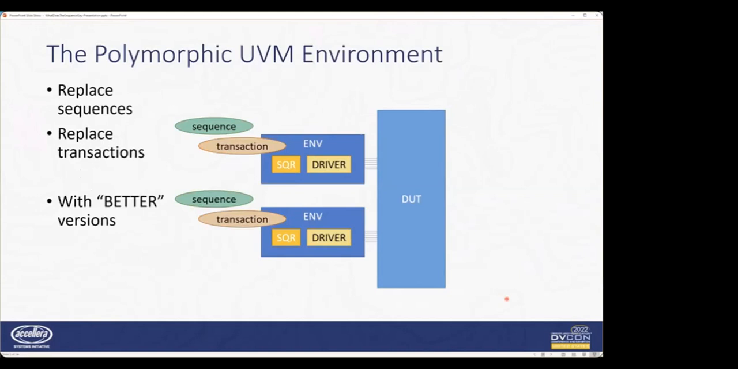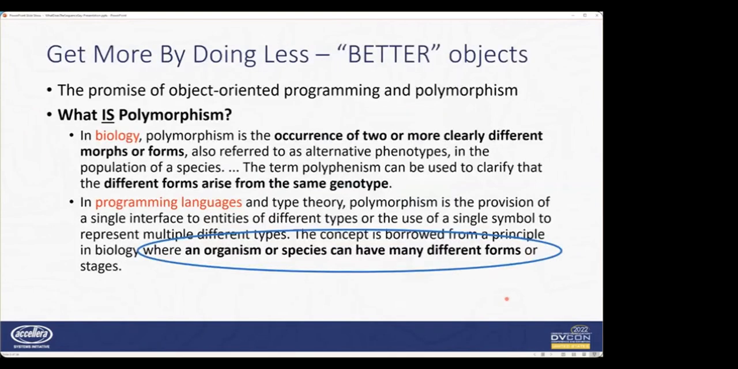What is the polymorphic UVM environment? Well, that is an easy way to replace sequences, replace transactions, replace drivers. So we'll replace them with better versions, and better is your definition as you find it. Well, better might mean get more by doing less. So that is some of the promise of object-oriented programming and polymorphism.